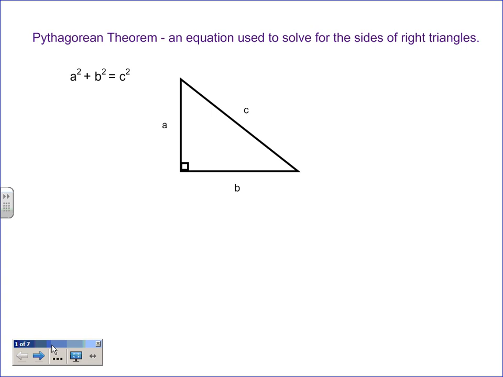As you see right here, it's a squared plus b squared equals c squared, meaning you have to take a and square it, whatever that is, b and square it, then add them together. Don't add them together and then square.